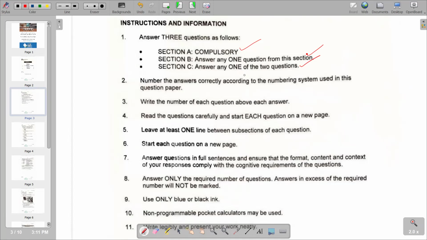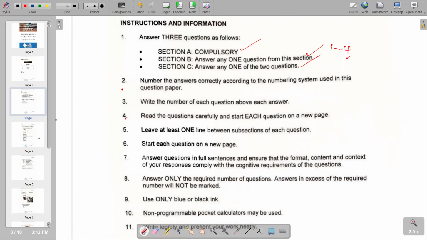So this is what we have, but within the context of this video, we are going to answer question 1 to 4. That is only one essay question. So for instruction 2, number the answers correctly according to the numbering system used in this question paper. So this is another instruction that we can take notes of, and then we've got another important instruction. Read the questions carefully and start each question on a new page, which is also important. So these are some of the instructions that we can just pick up according to this video.